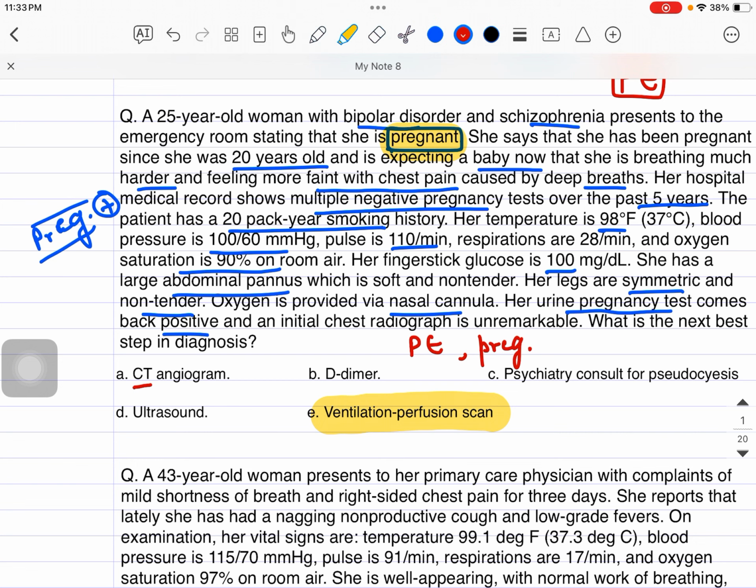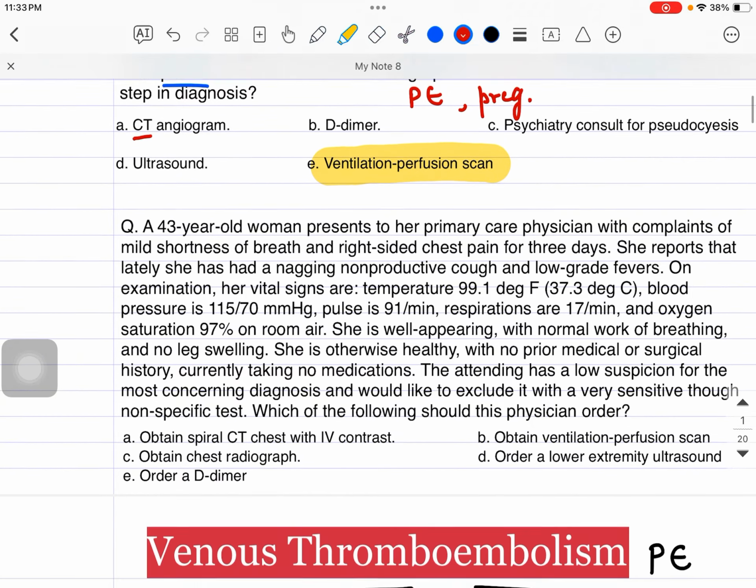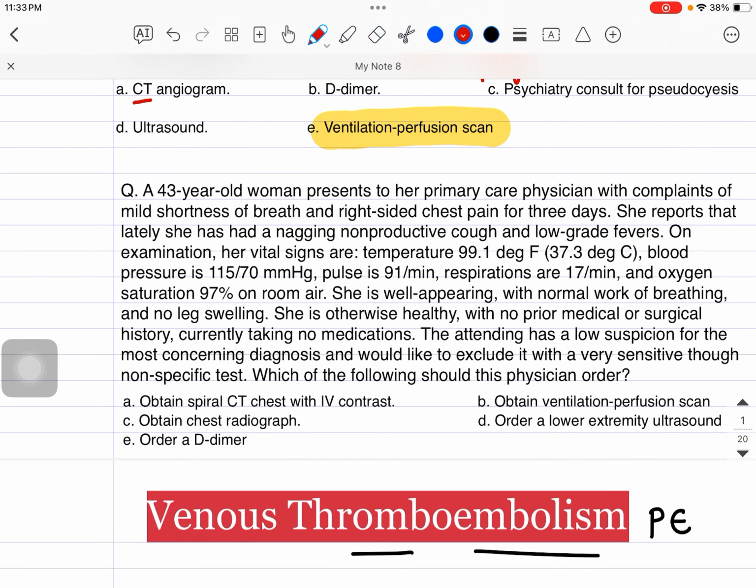That is the best. Or if the patient is not compatible with CT, then you shall go for the ventilation perfusion scan. Okay, if you have a mild or medium possibility in your mind that this might be pulmonary embolism, then you shall go for the D-dimer. Otherwise, go for the CTPA. Let's take on the next question, guys, over here.